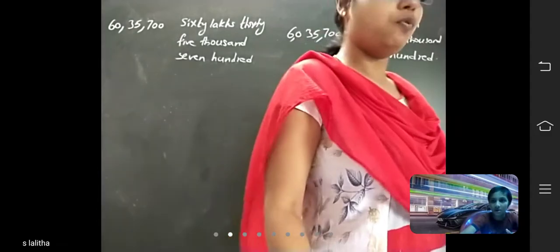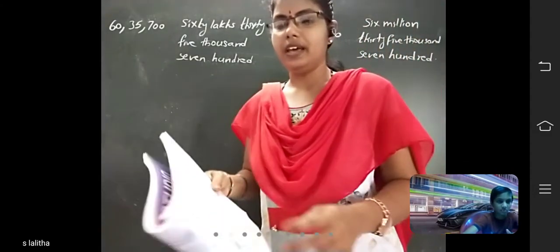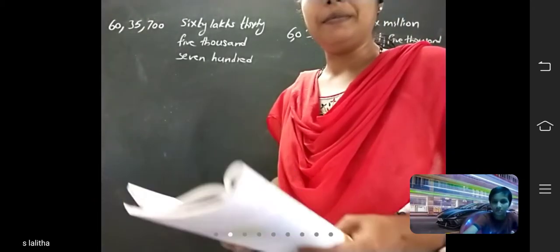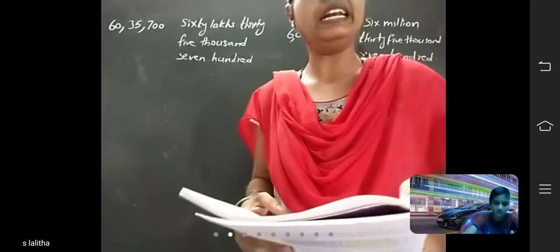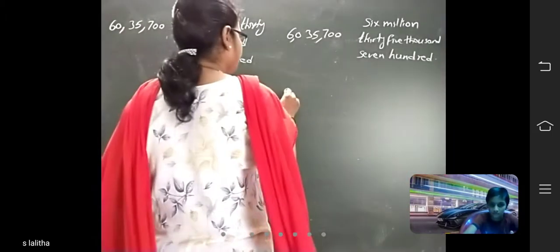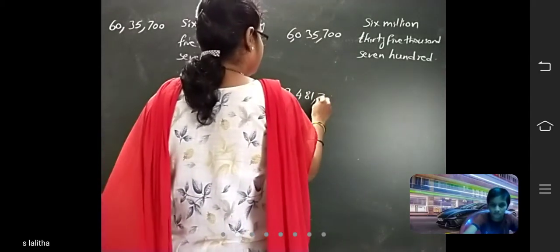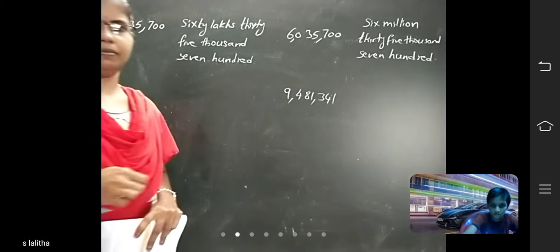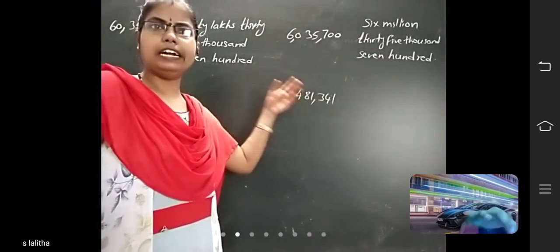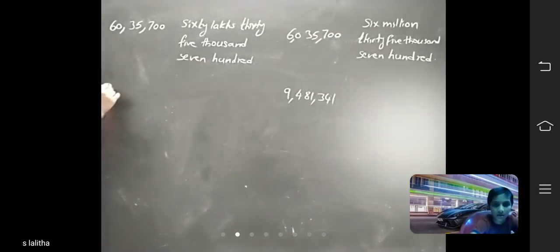Next is page number 49. Here the Indian system is not given. There is no number and number name, but the international system number is given. So what is the number given? 9,481,341. Can you write it in the Indian system? Yes, we can write it.